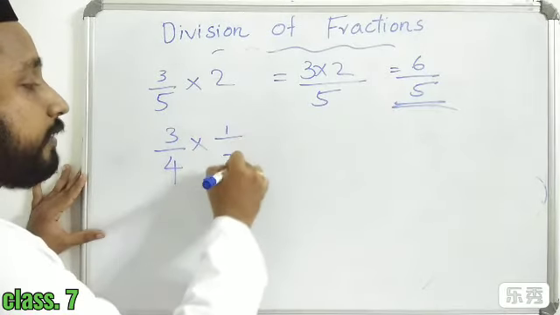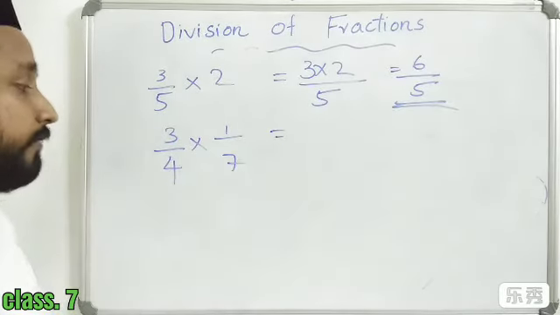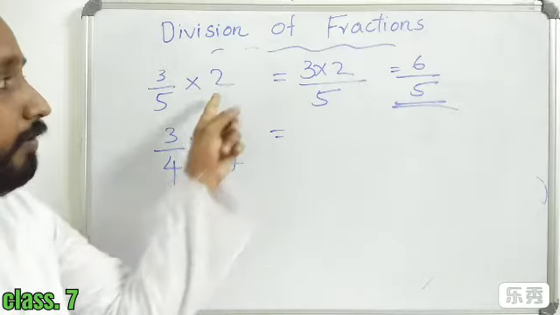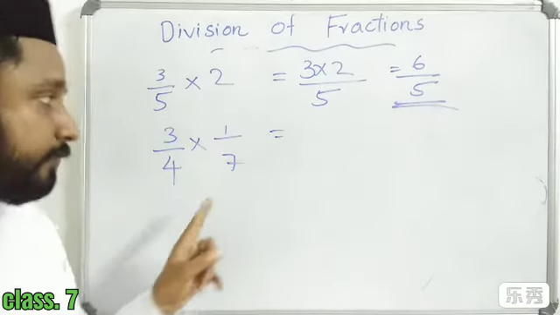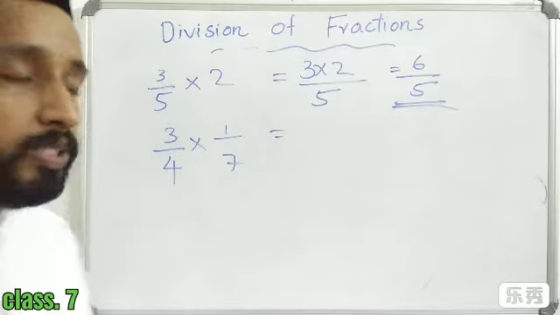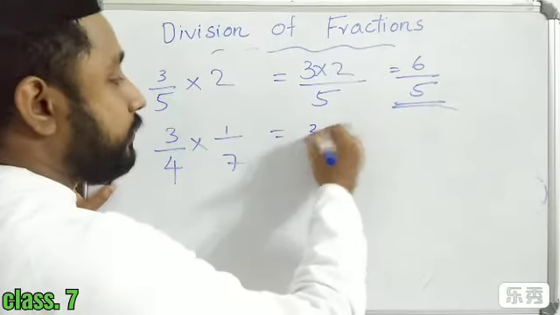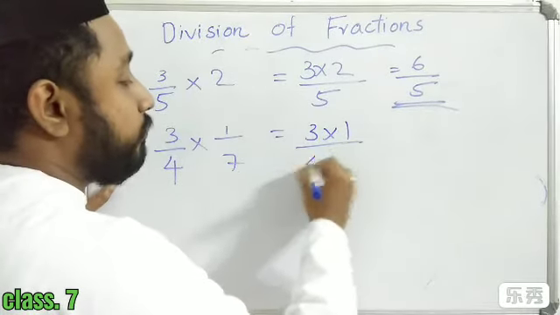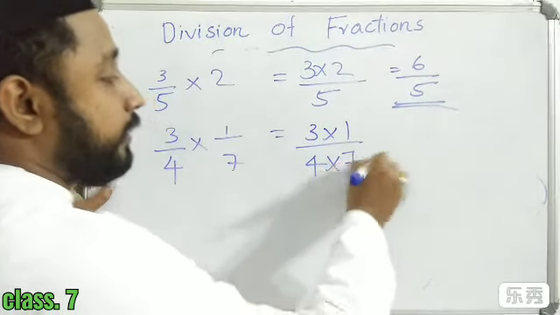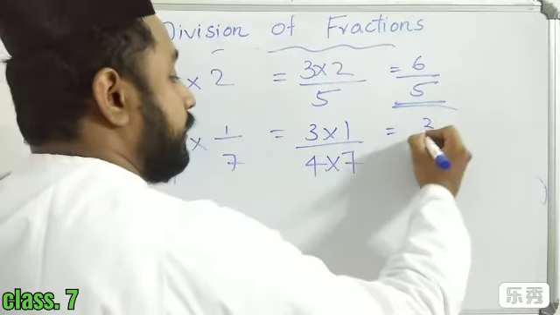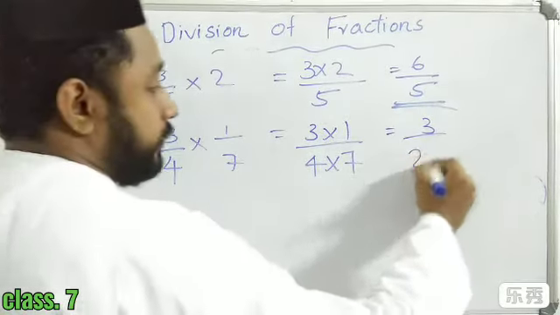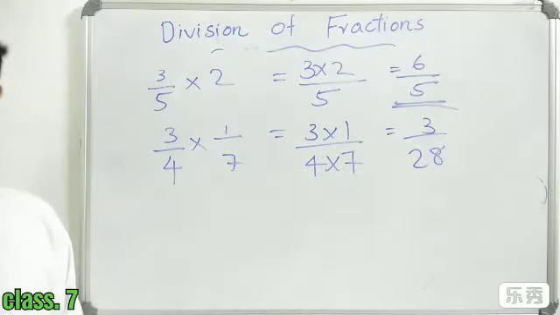What about 3 by 4 into 1 by 7? Here we are going to multiply with a fraction. So 3 by 4 into 1 by 7 is equal to 3 into 1 by 4 into 7, that is 3 by 28. That is the rule we have studied.